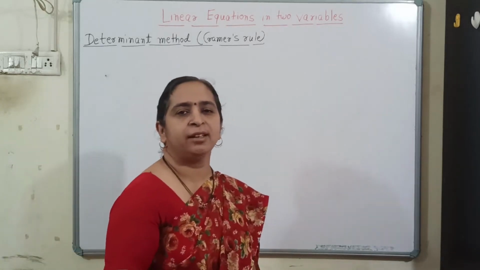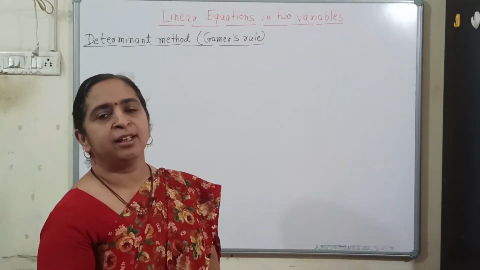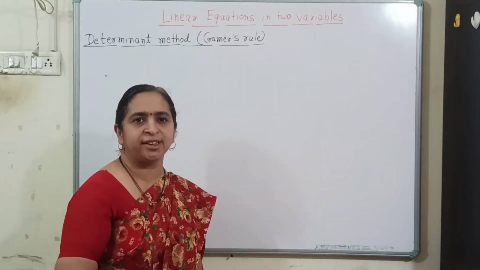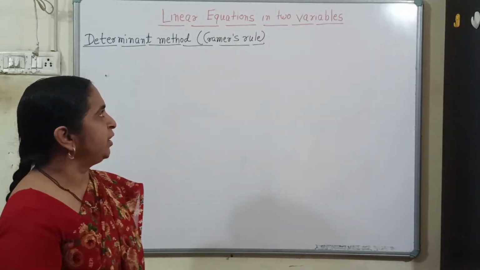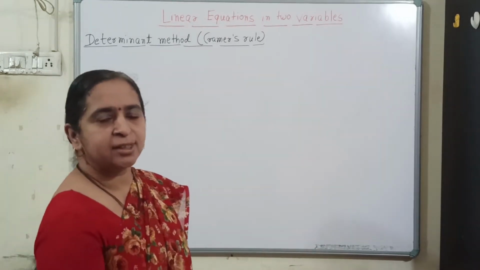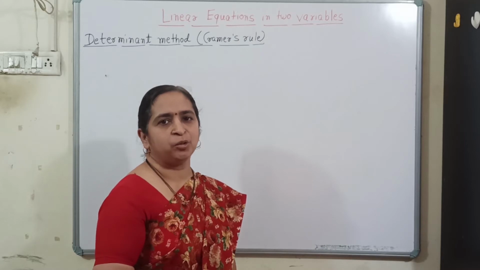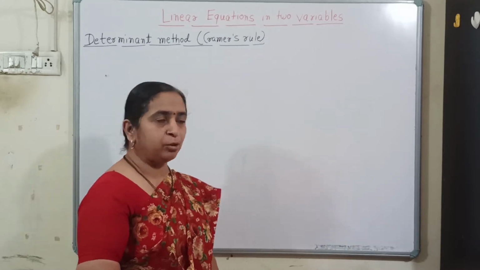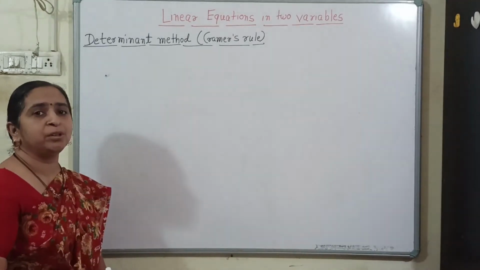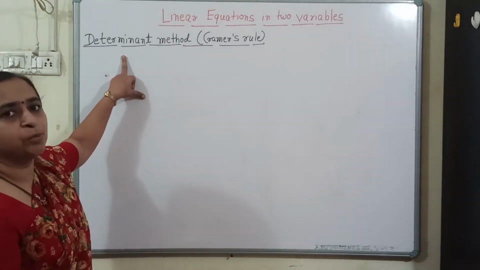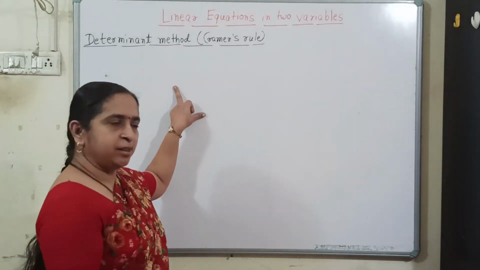Linear equations in two variables. In ninth standard, we have studied two methods of solving simultaneous equations. One is elimination by substitution and second is elimination by equating coefficients. Now here, today we are going to discuss about third method of solving simultaneous equations.